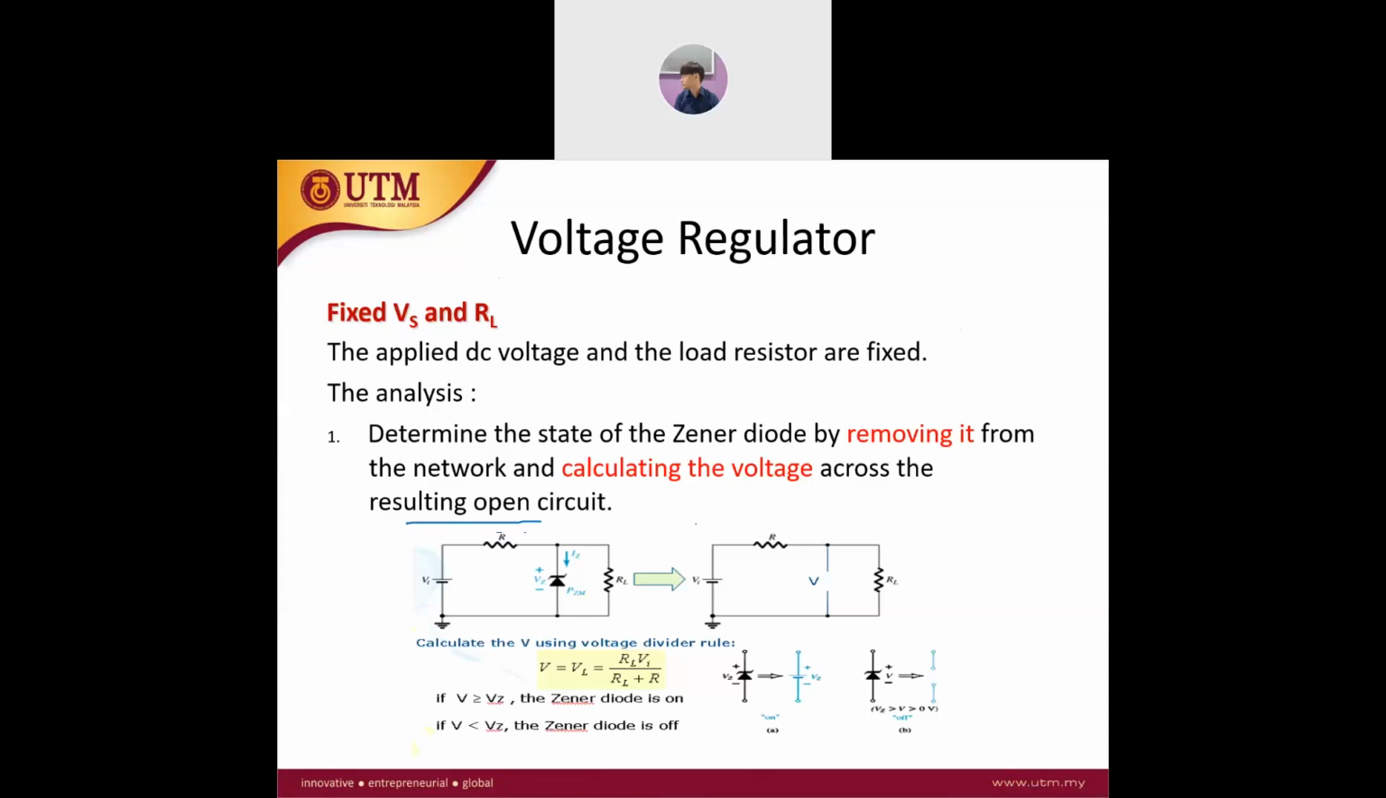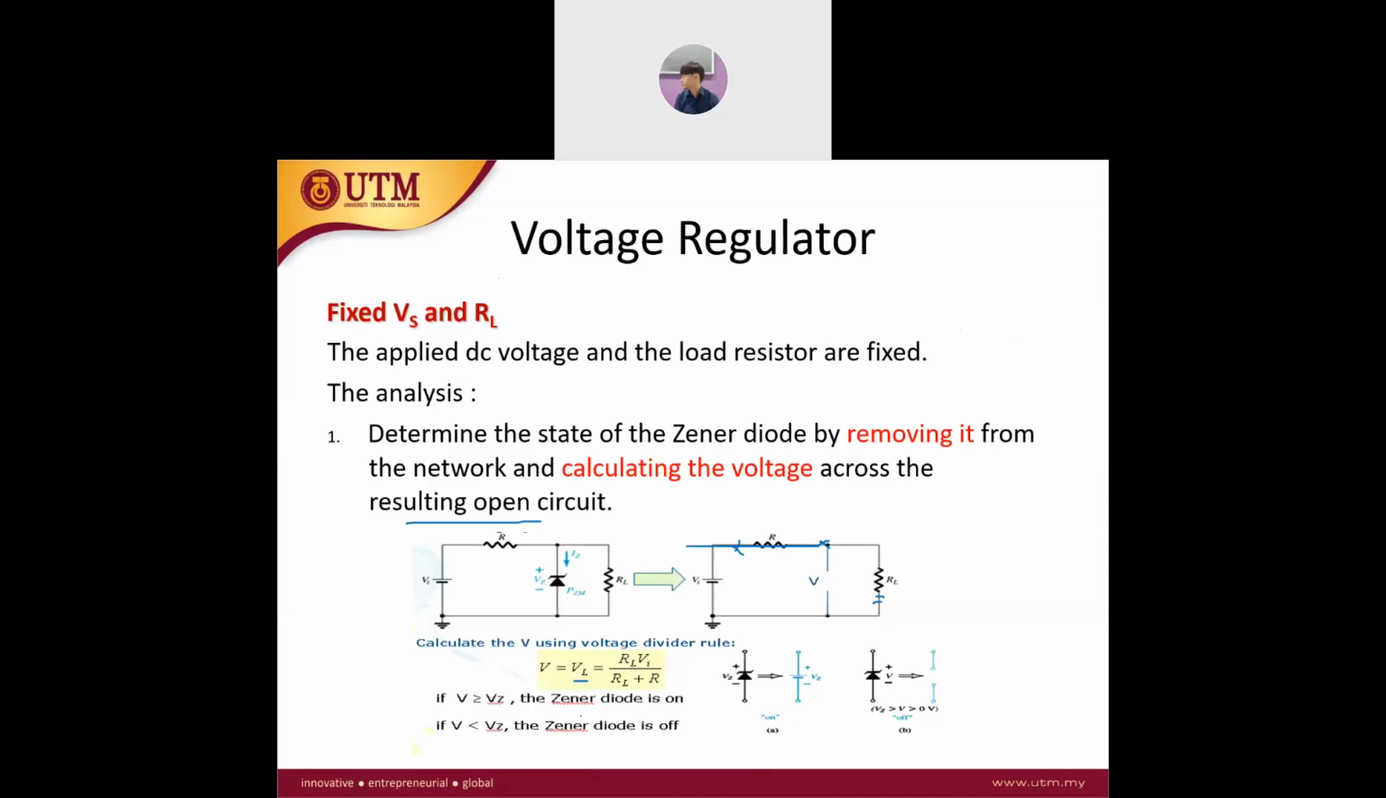Which one is more applicable? We can use the voltage divider rule. In order to calculate this VL, it is RL times Vi over RL plus R. So this one is the voltage divider. As these are in series with one another, you can use the series equation.